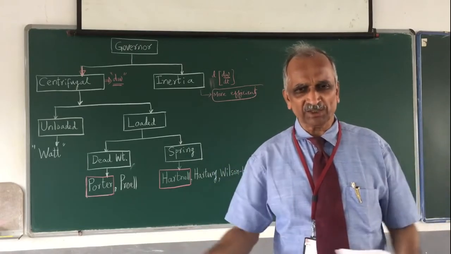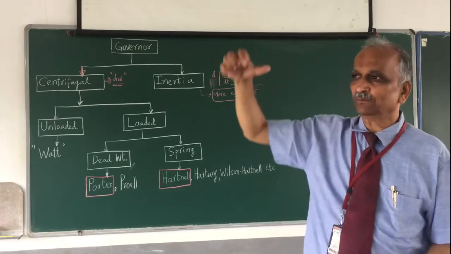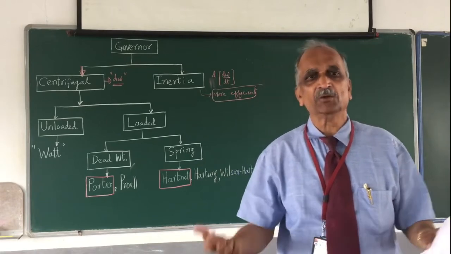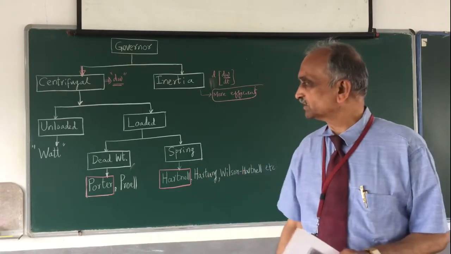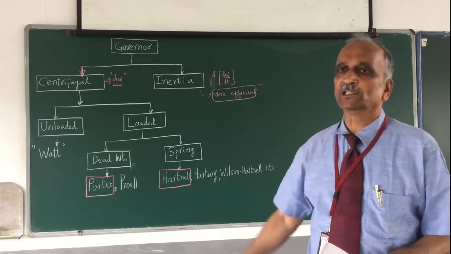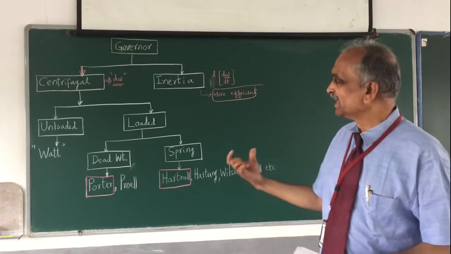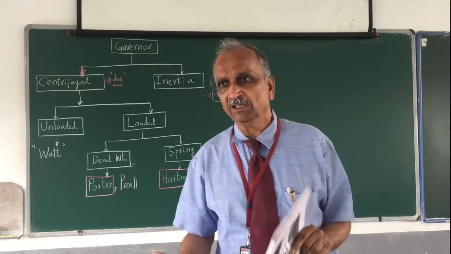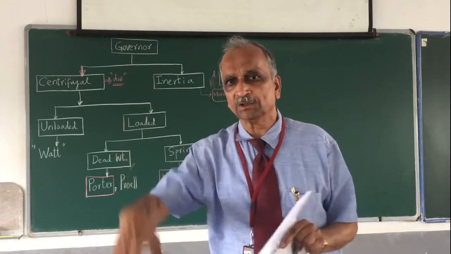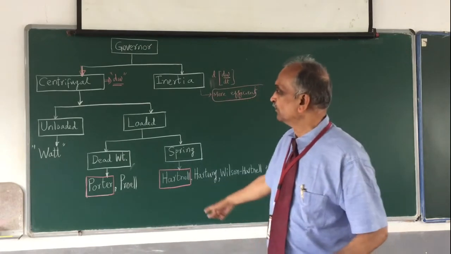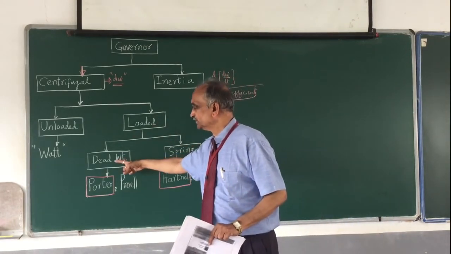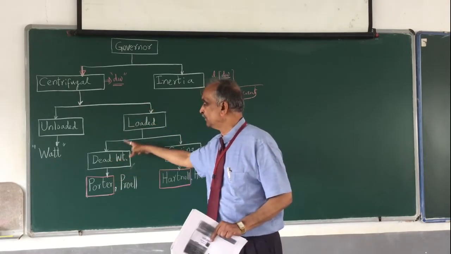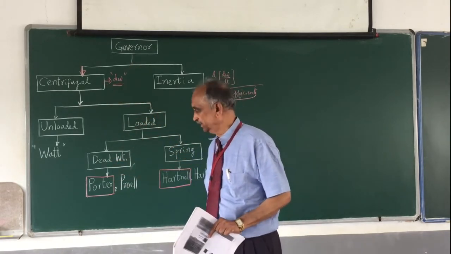Or if the sleeve is very light, then I can place some extra dead weight on the sleeve, and that is how I can have some force on the sleeve, and that is how I can call it a loaded governor. If the sleeve of the centrifugal governor is very heavy, or I have some extra weight on that sleeve, then that type of loaded governor is called the dead weight type of centrifugal governor. Dead weight type of loaded centrifugal governor.